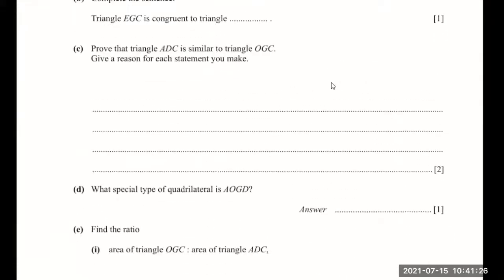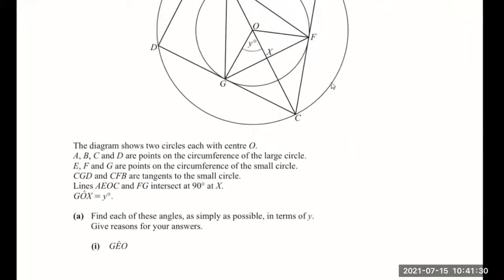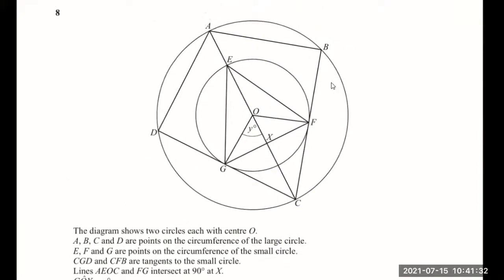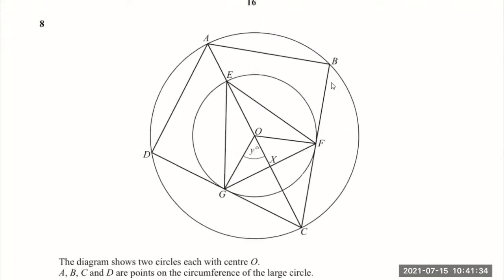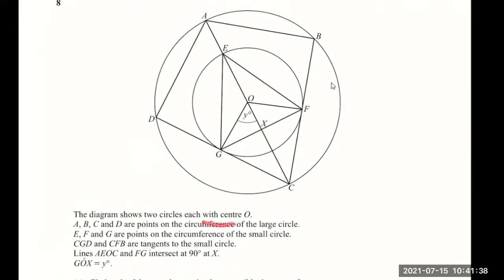Now this seems like a tough question, but let's try to do it. I haven't done this before either. It says the diagram shows two circles, each with center O. A, B, C, D, E, and G are points on the circumference of the large circle. E, F, and G are points on the circumference of the small circle.